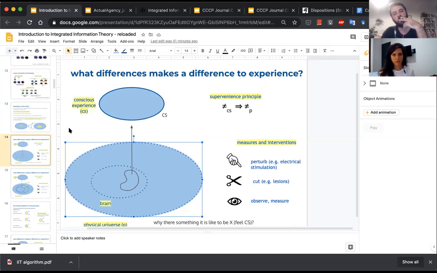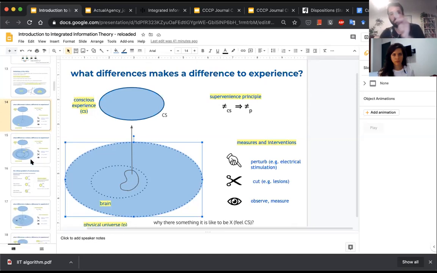So, hey, I have a question along these lines, about this region where the differences make a difference in relation to the perturbation, right? Is that going to be the same region that you have to do the perturbation on to measure the system?